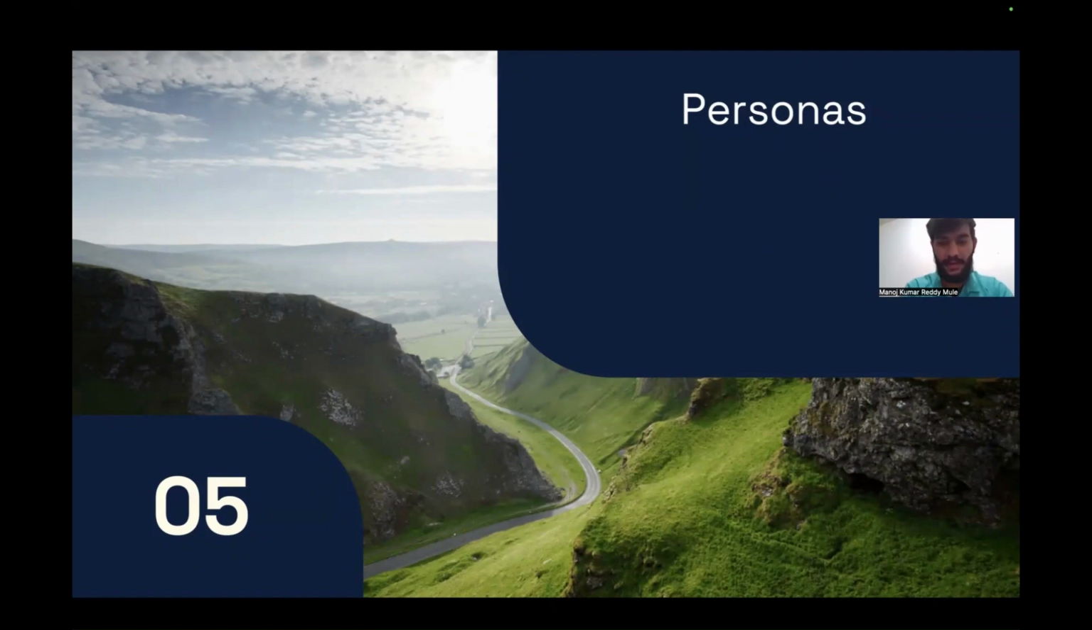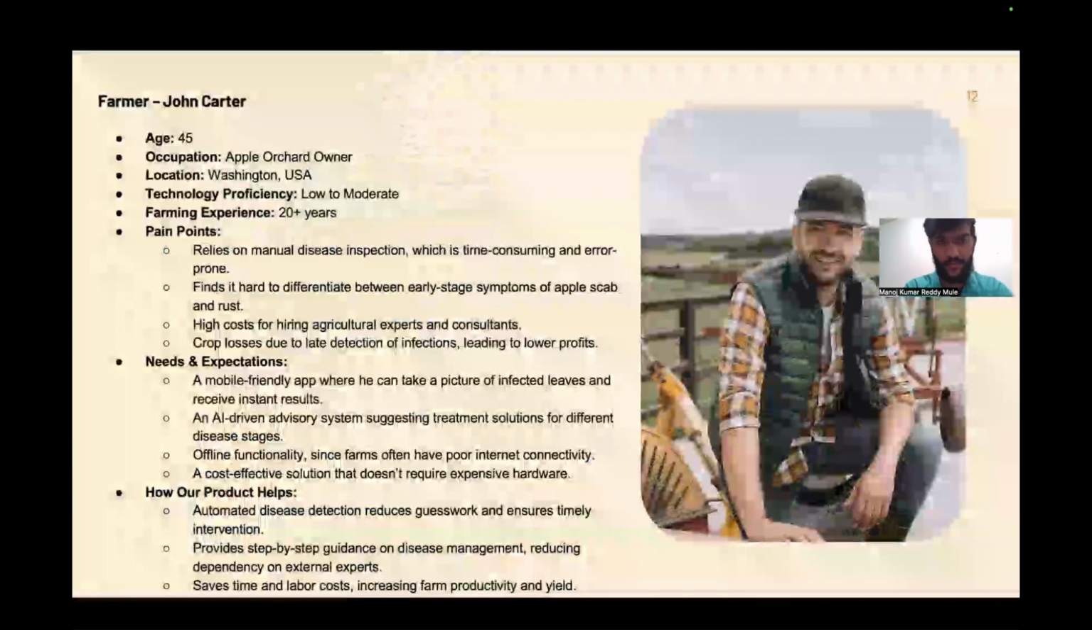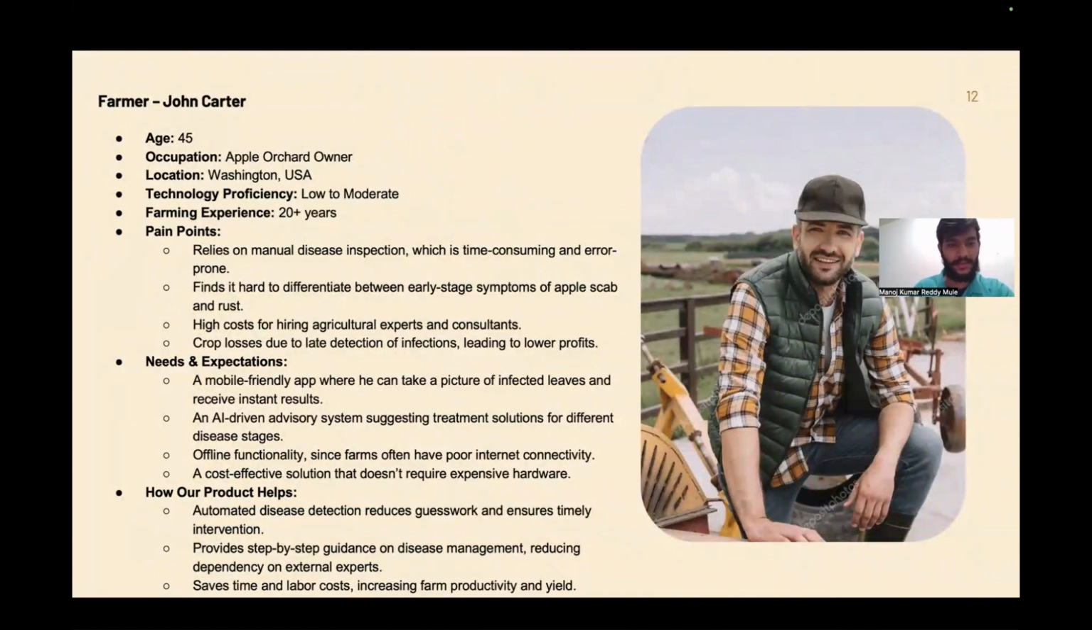Coming to the personas, we have three people. He's farmer John. He's 45, and his occupation is apple orchard owner in Washington, USA. He's been farming for the past 20 years, taking care of apple plants. When he was going to grow some apple plants, he faced several issues regarding diseases that he recognized when planting.